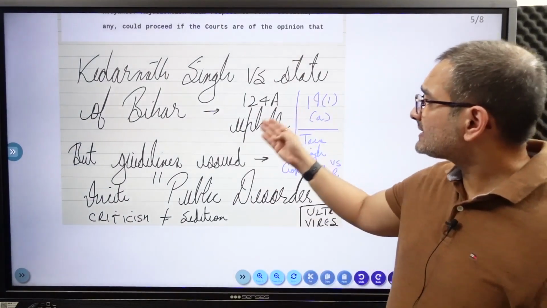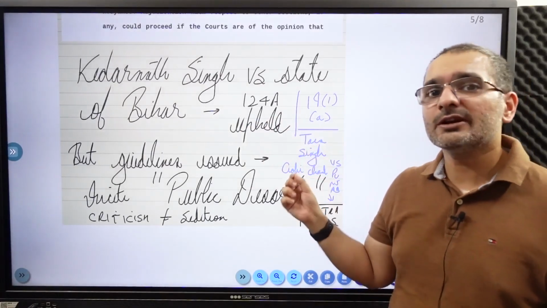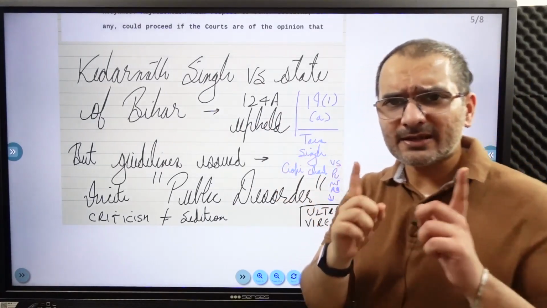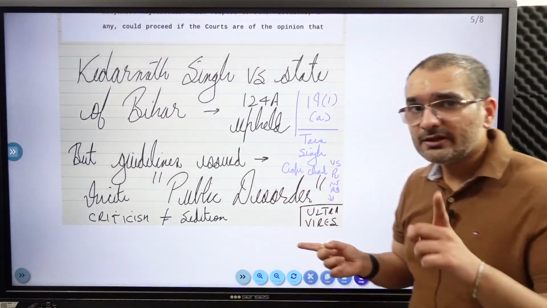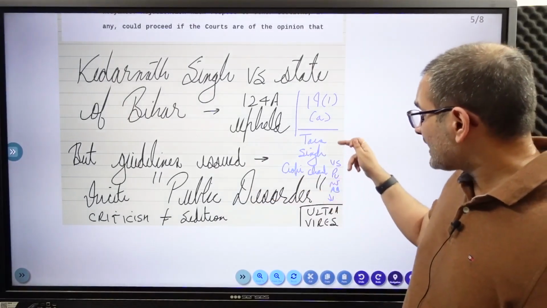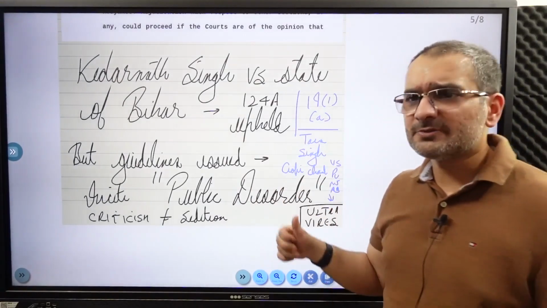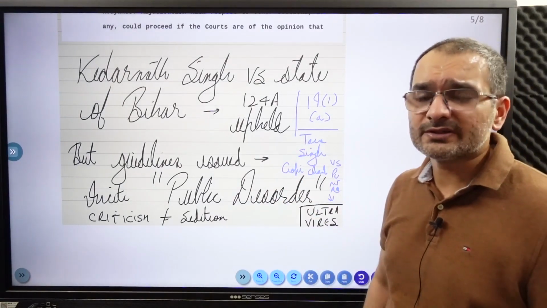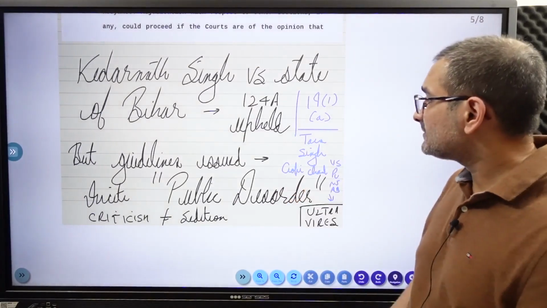So Kedarnath Singh versus State of Bihar, the validity of Section 124A has already been upheld, but has it ever been held to be ultra vires by any high court? Yes, ultra vires, that is, they wanted to strike it down. This was under Tara Singh Gopichand versus State. This was a Punjab High Court judgment in which they said remove 124A, it is ultra vires the Constitution. So two MCQs have basically been made from your judgments.